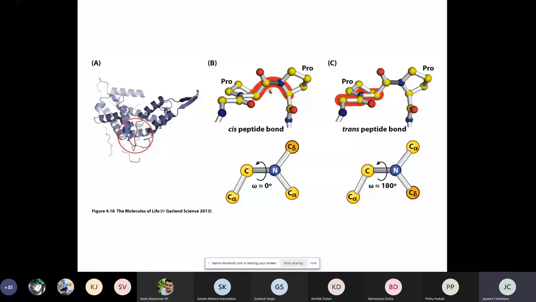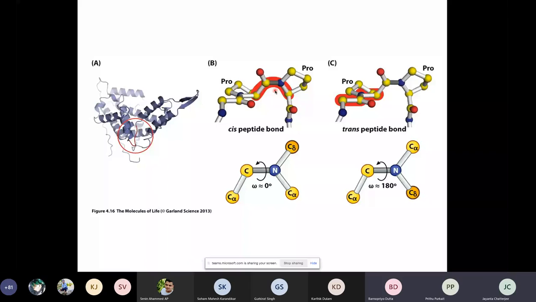Hold on. I am not saying why cis is more preferred or trans is more preferred. I am saying why proline, being a special amino acid, has the tendency to show the flip.